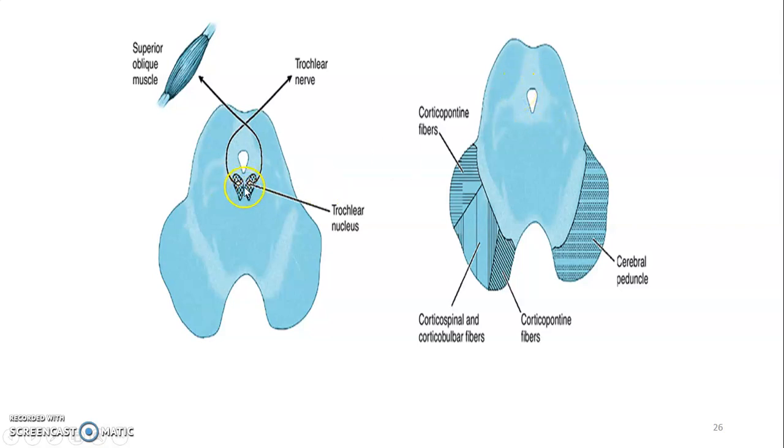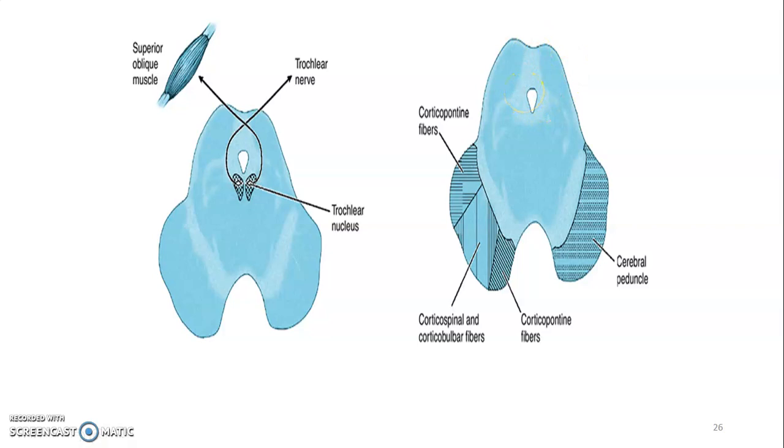Posterior to the cerebral aqueduct of Sylvius, you see the superior colliculi. Anteriorly, you see the tegmentum with the tracts and the nuclei. Then you appreciate the cerebral peduncle with corticopontine fibers, anterior and posterior, and corticospinal and corticobulbar fibers at the center. Then behind the cerebral peduncle, you see the substantia nigra and the red nucleus.